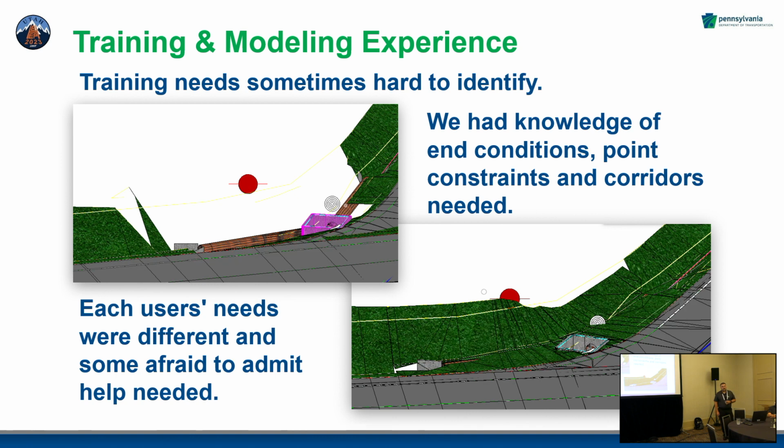Training. We know what we need to train. We know we need end conditions. We know we need point controls. We know corridors need that stuff corrected to build those models. But you've got to think about your users too. Some may be really willing to ask questions, reach out, and use the data and documents that are out there. But there are others who think they know what they're going to do. They think, oh yeah, I've got this down pat, I don't need your assistance. So you really don't know what to teach them because they're not talking. So again, back to communication.